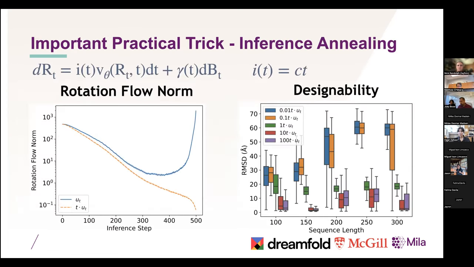One of the things that really makes a difference in practice is this numerical trick, which really helps designability. The numerical trick is this idea of inference annealing. And this only happens in inference. So this does not happen in training at all.